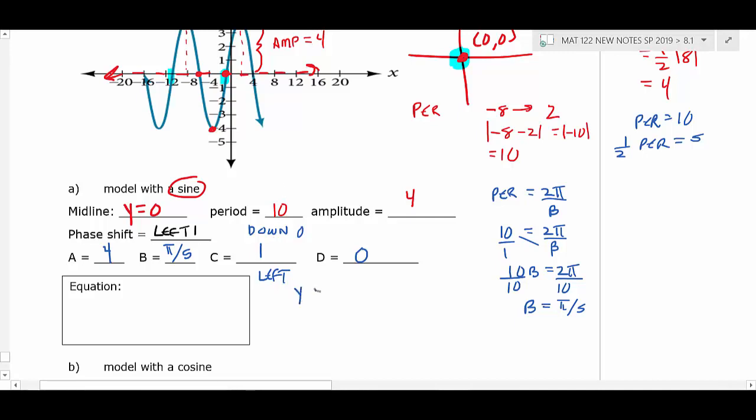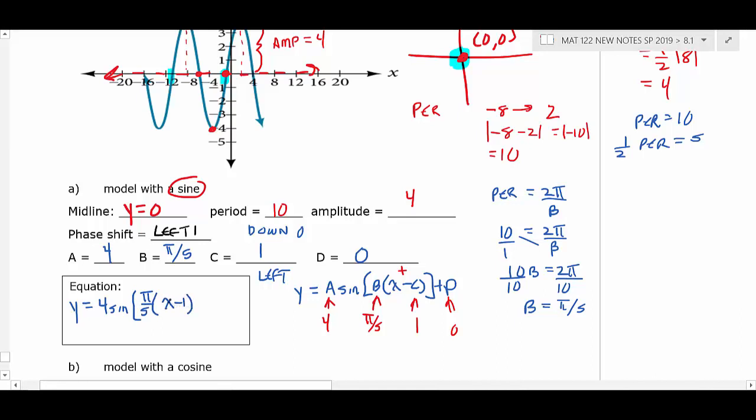Okay, so now the formula is y equals a sine bx minus c, and then plus d. All right, so what we're going to have is the amplitude's 4, b is pi over 5, c is to the left 1, so that means you're going to have a plus there, and then d is 0. Okay, so my final answer on this problem is going to be this then. I'm going to get y equals 4 sine pi over 5 times x plus 1, and you don't need the plus d. So that's it.